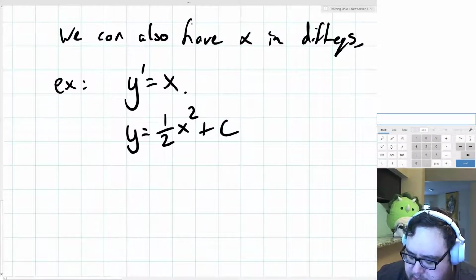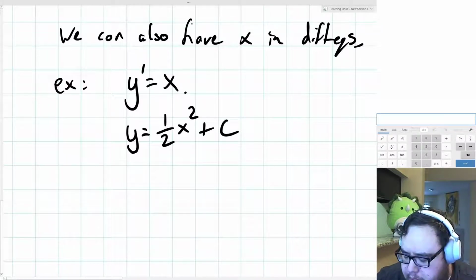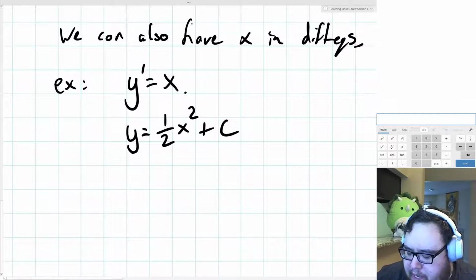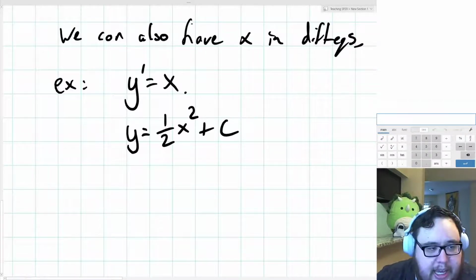If we take the derivative of 1/2 x squared, we get x. That's just from one of our antiderivative rules, right? And if we take the derivative of a constant, then it just goes away. So anytime that we have 1/2 times x squared plus any constant, that function will differentiate to exactly x.